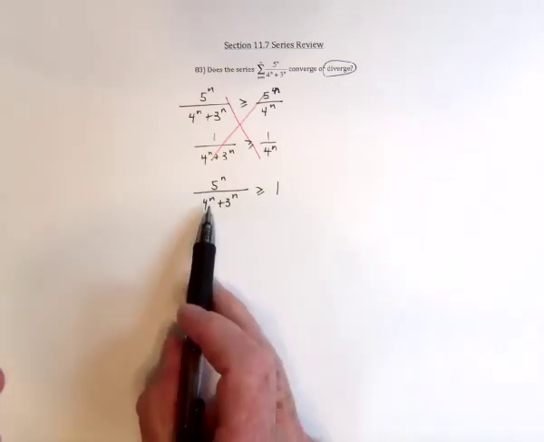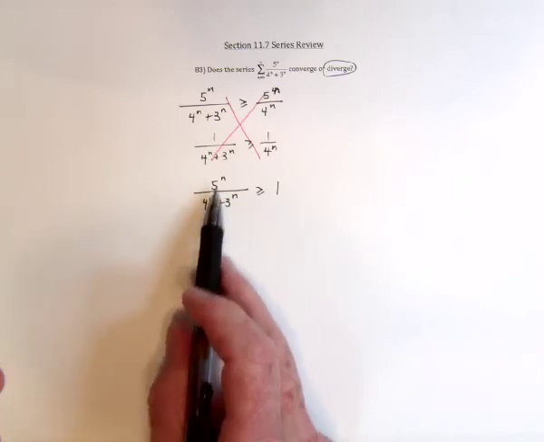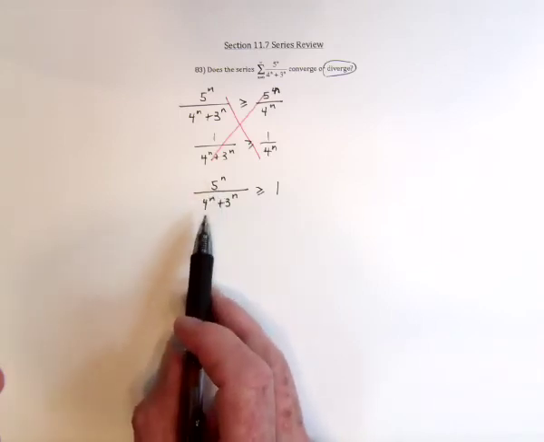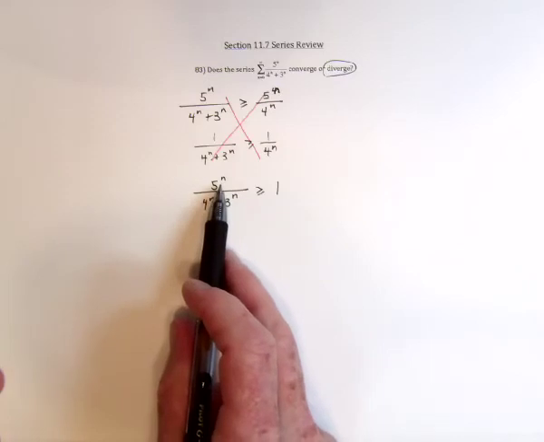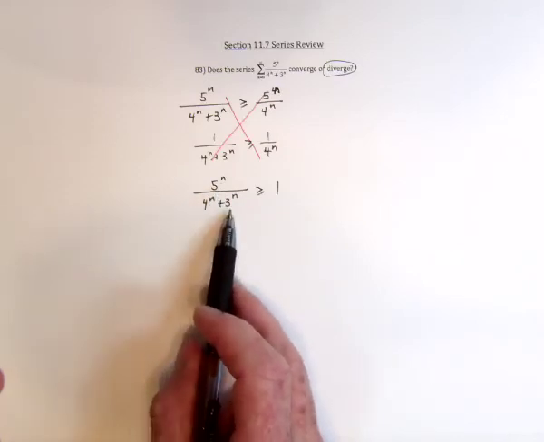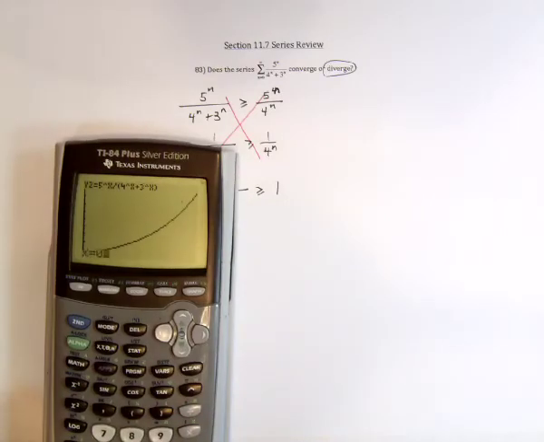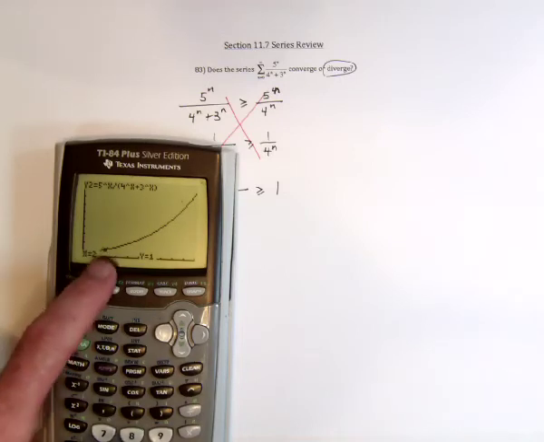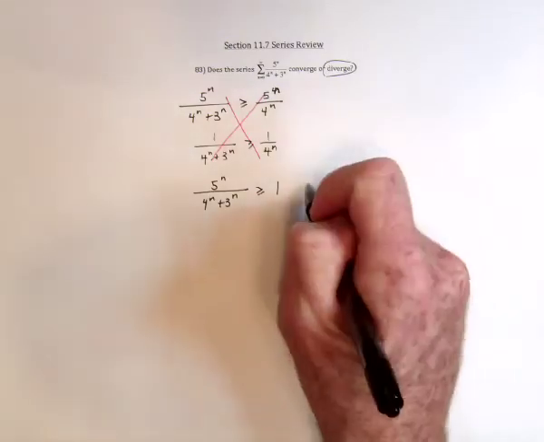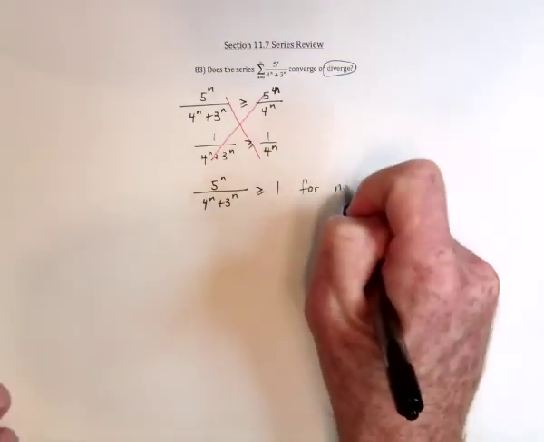Well, except for 0. If you have a 0, you're going to get 1 over 2, so that's not true. If you put in a 1, it's going to be a 5 on top and a 7 on the bottom, 5 over 7. So for those first couple of values, 0, that's not bigger than 1. 1, that's not bigger than 1. But from that point on, it's bigger than or equal to 1, for n bigger than or equal to 2.